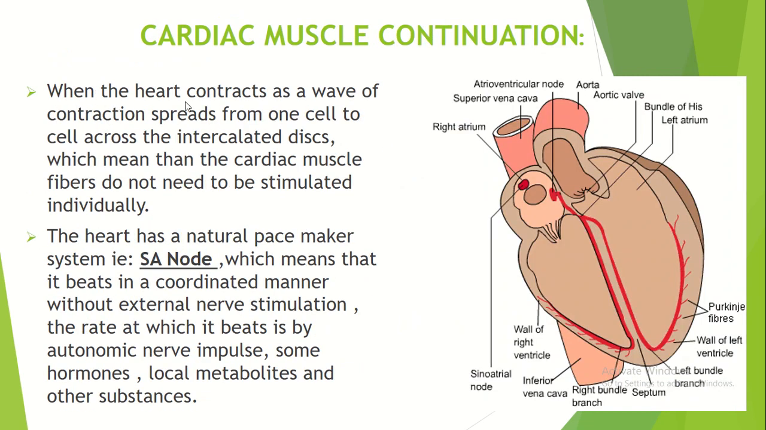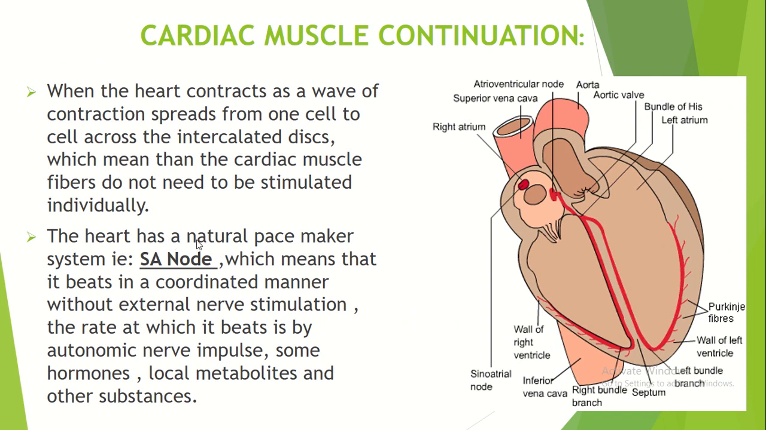So now you can read: when the heart contracts, it happens through a wave of contraction. When one is initiated, automatically all the other cells are initiated, which means that the cardiac muscle does not need to be stimulated individually. Each individual cell need not be stimulated separately. Once one is initiated, it spreads like a wave.